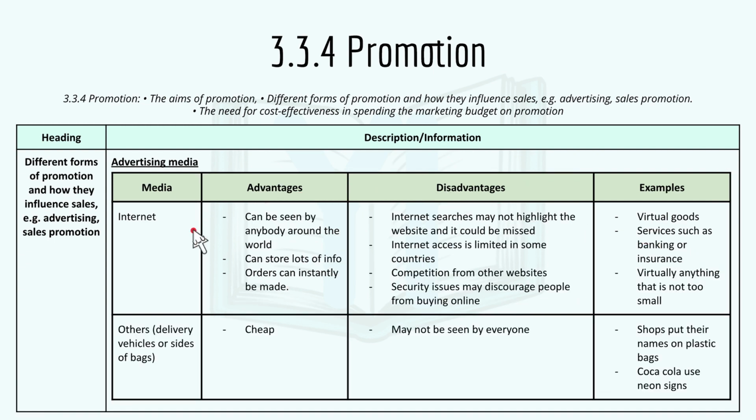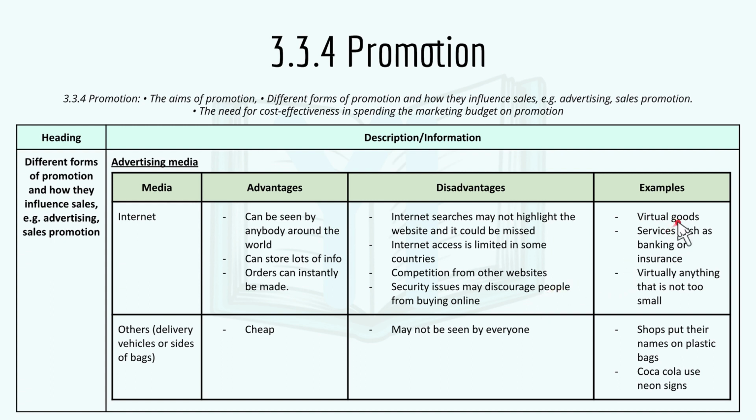Then we have internet. It can be seen by anyone around the world, and it can store a lot of information, and orders can instantly be made. But disadvantages include that internet searches may not highlight the website and it could be missed. Internet access is limited in some countries. Competition from other websites, and security issues may discourage people from buying online.